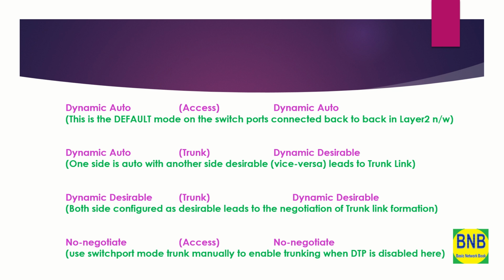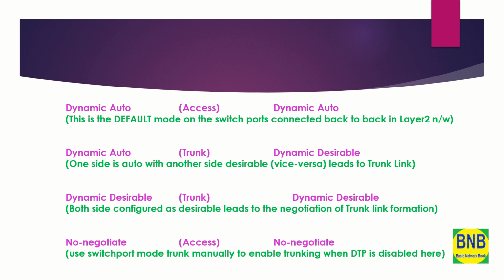So if both sides are in dynamic auto mode, naturally that link will be an access link. That makes sense. So the default mode on the switch ports connected back-to-back in a layer 2 network will always be an access link, unless you configure the trunk link manually or through this DTP, which we are going to see.